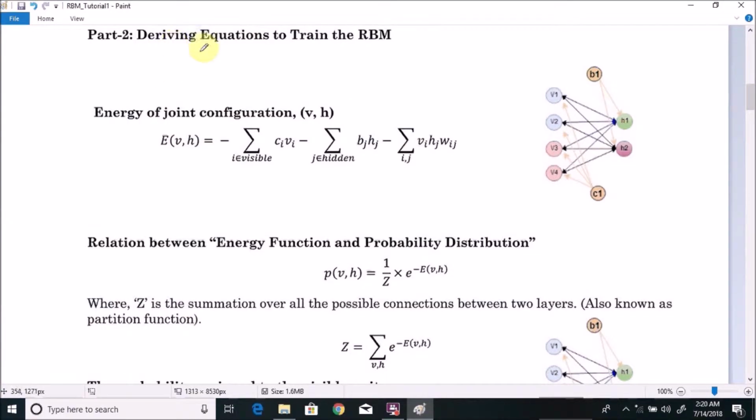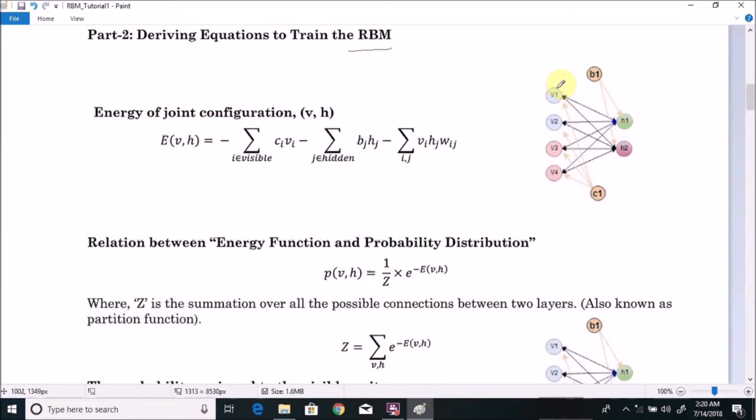In this part, I will discuss various issues regarding training of restricted Boltzmann machines. This part is a little bit mathematical, but I hope you will easily understand it. In this tutorial, I will try to derive the equations to train the restricted Boltzmann machine.